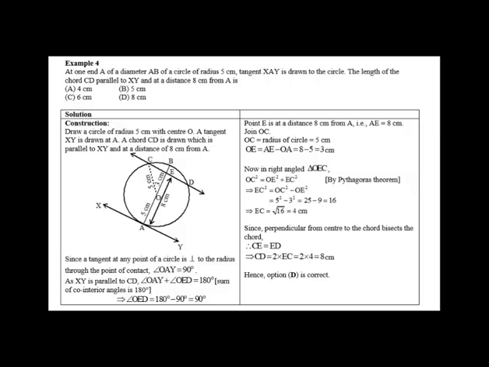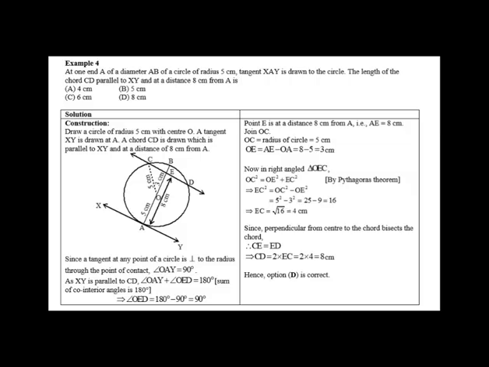Now in right triangle OEC, OC square is equal to OE square plus EC square by Pythagoras theorem, which implies EC square is equal to OC square minus OE square, which is equal to 5 square minus 3 square, which is equal to 25 minus 9. Therefore, EC square is equal to 16, which implies EC is equal to 4 cm.